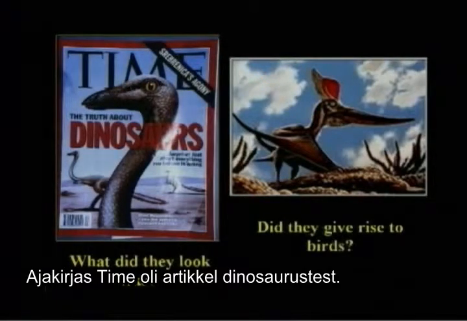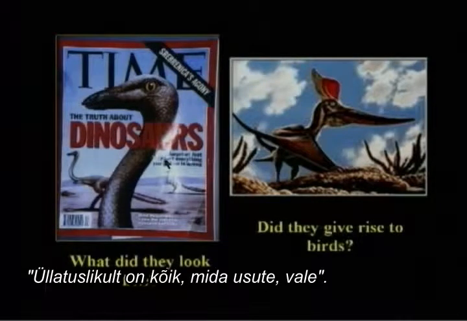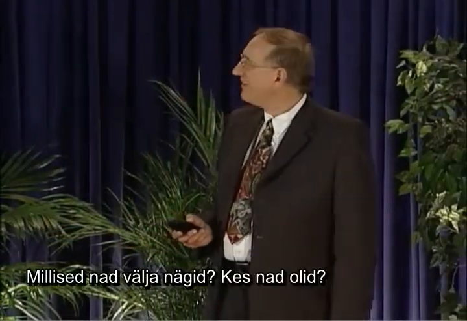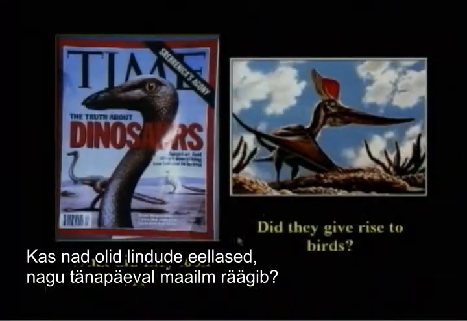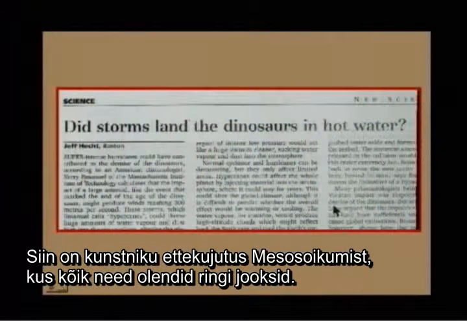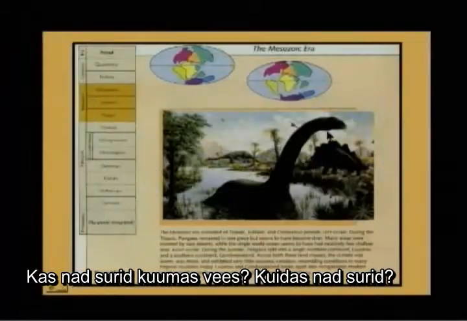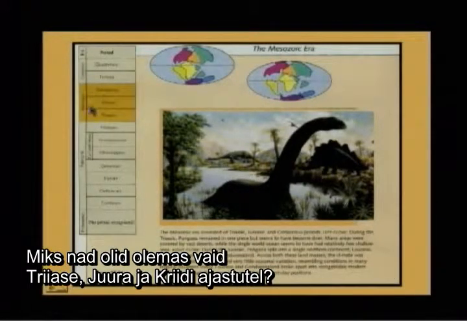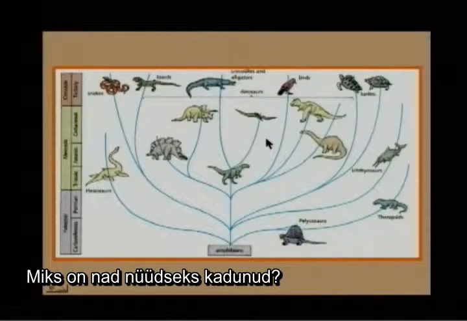Well, here was an article in Time magazine about dinosaurs. Surprise, just about everything you believe is wrong. Well, that's nothing new. What did they look like? What were they? Did they give rise to birds, as is being told in the world today? Here's a sort of artist's impression of the Mesozoic period with all these creatures running around. Did they die in hot water? How did they die? Why did they only exist here in the Triassic, Jurassic, and Cretaceous? Why are they gone now?